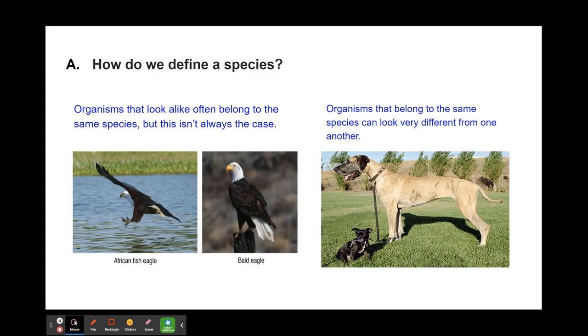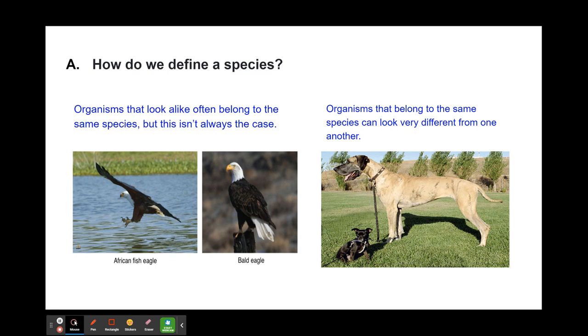So let's begin with this question. What really makes a species a species? Organisms that look alike often belong to the same species, but this isn't always the case. It's hard to tell the African fish eagle and the bald eagle apart from the photos below, but they are, in fact, different species. On the flip side, organisms that belong to the same species can look very different from one another. For instance, dogs come in all shapes and sizes, from tiny chihuahuas to massive Great Danes, but they all belong to the same species, Canis familiaris, the domestic dog.